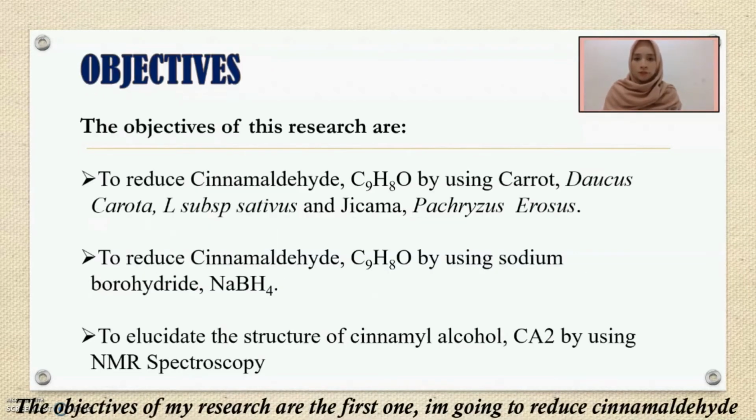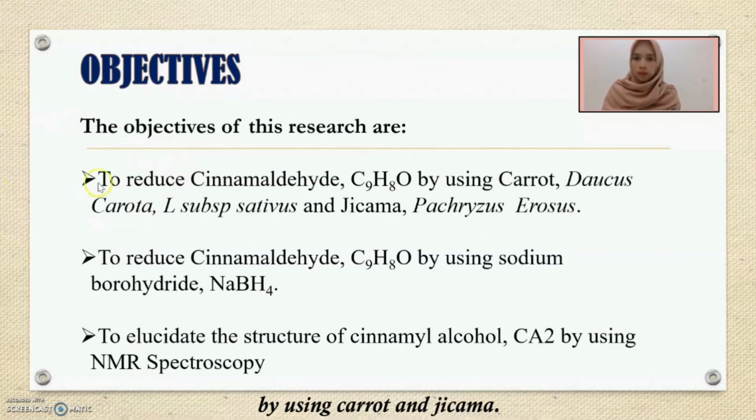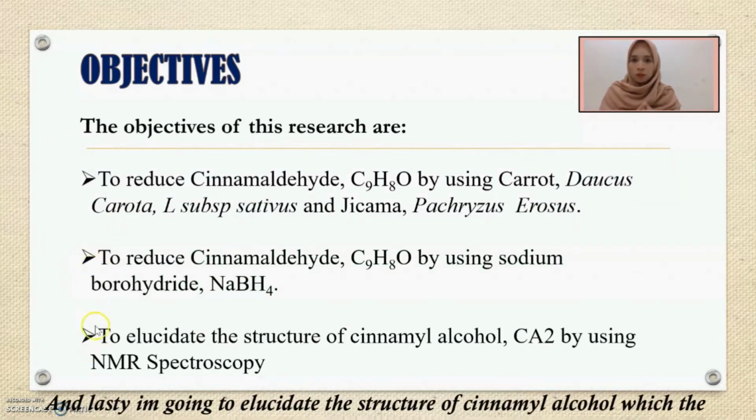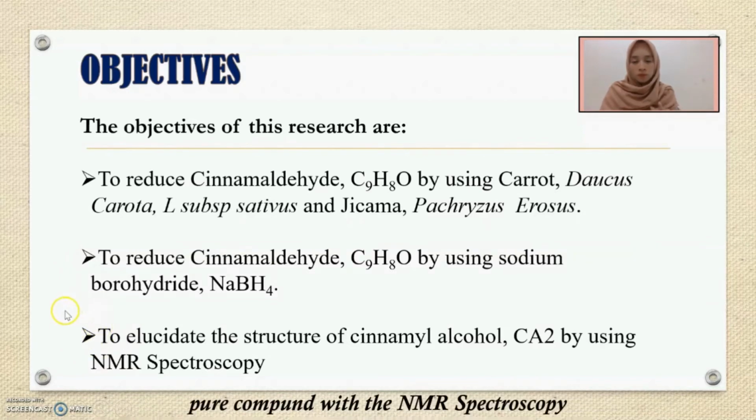The objectives of my research are: first, to reduce cinnamaldehyde by using carrot and jicama. Second, to reduce cinnamaldehyde by using sodium borohydride. And lastly, to elucidate the structure of cinnamyl alcohol, the pure compound, with NMR spectroscopy.